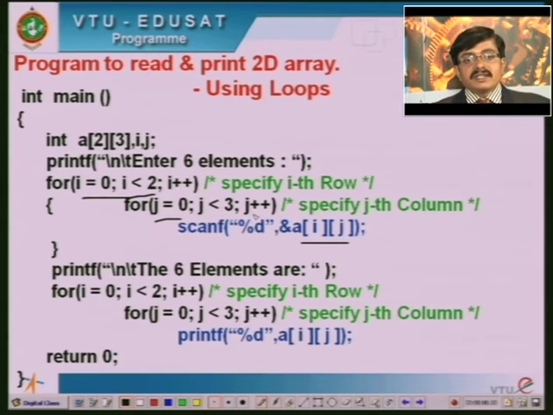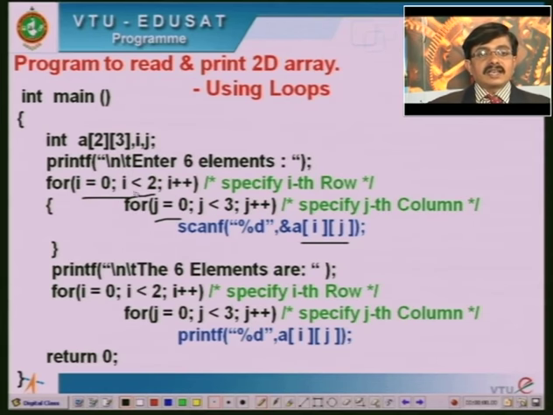Now, when j is further incremented, j becomes 2, I will be reading A[0][2], that is the third element of the 0th row. Likewise, using the looping construct, I can read the elements of the matrix, even if the array size is 10 cross 10. So, I will be having 100 elements there.